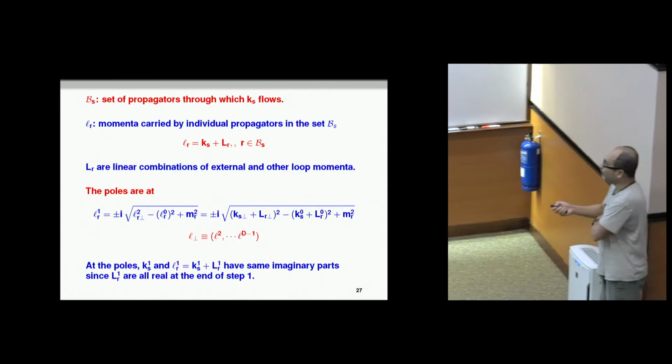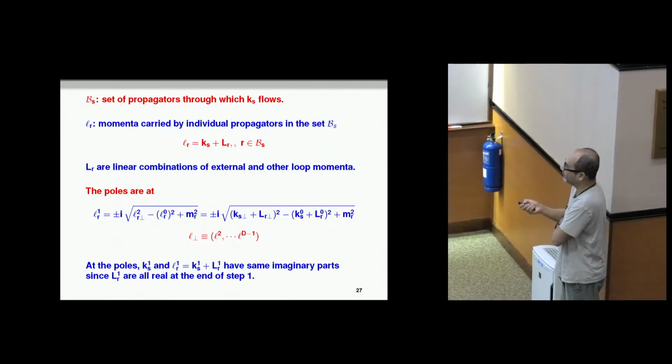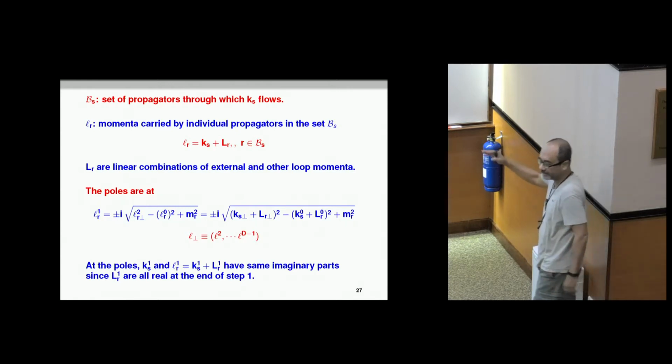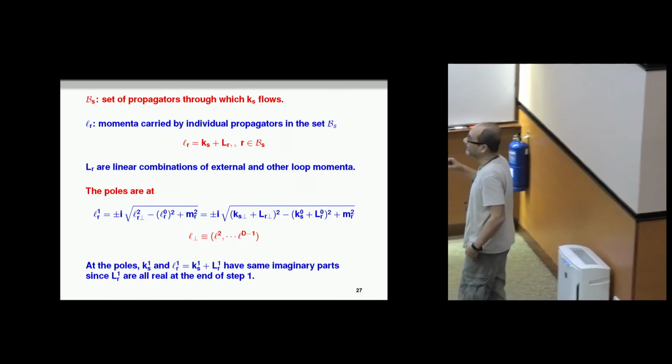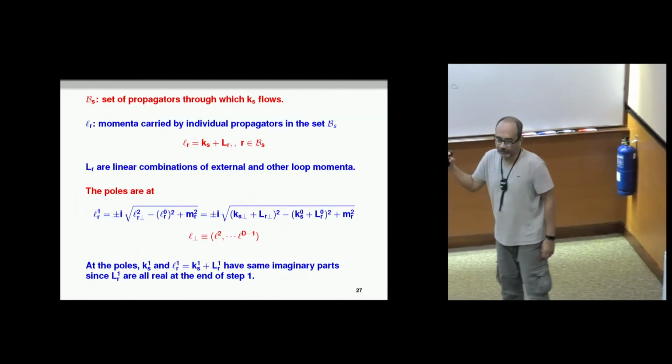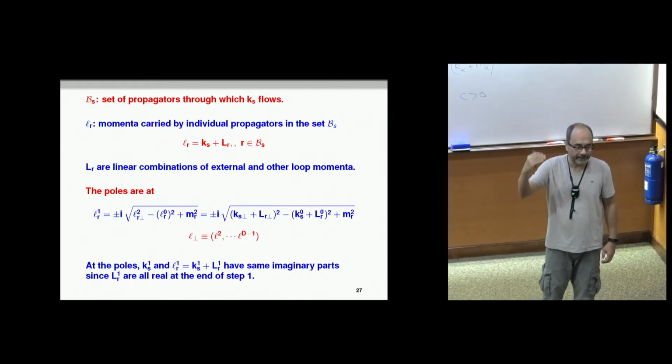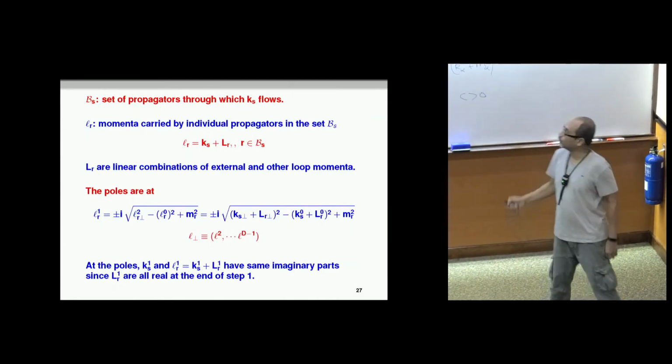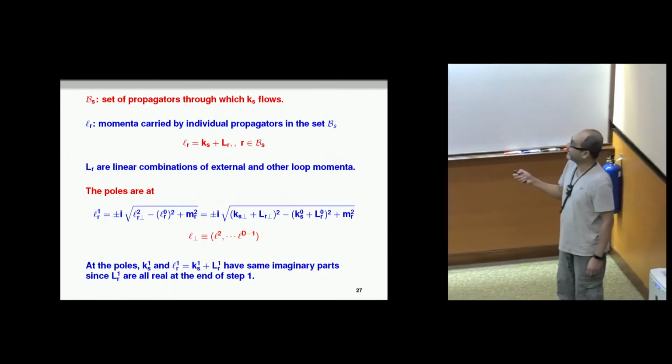Right now, let me just emphasize one point: at the poles, if you look at K1 and L1, this is the relation. These have the same imaginary parts because the other terms are all real. We are still at the end of the first deformation. We have not deformed the K1 integration contours away from the real axis. Everything is real, so the imaginary parts of L and K are the same.